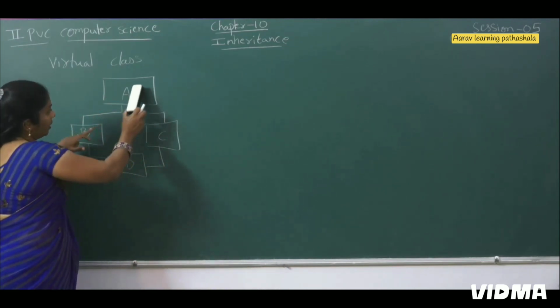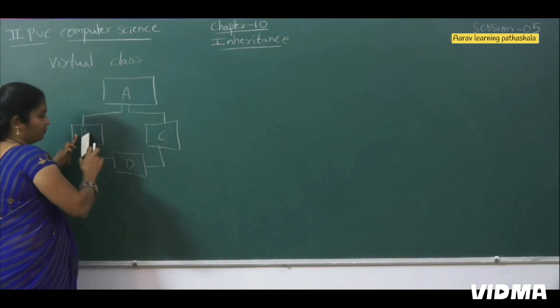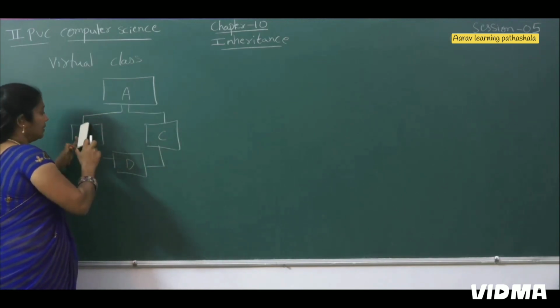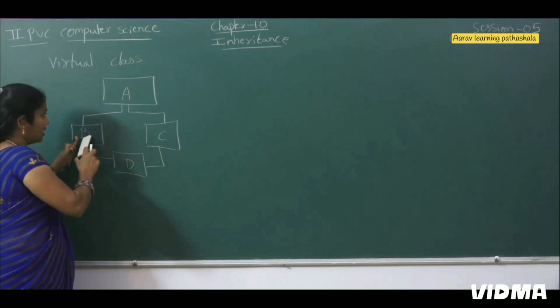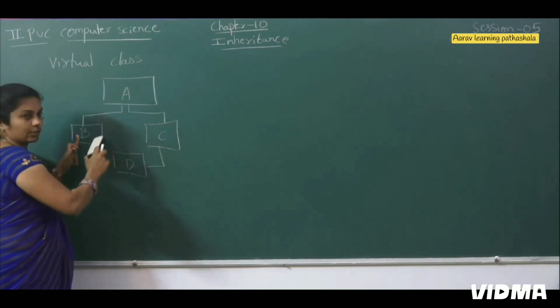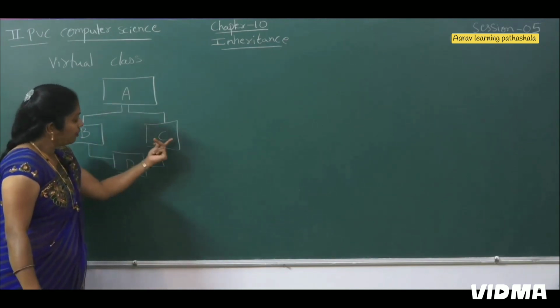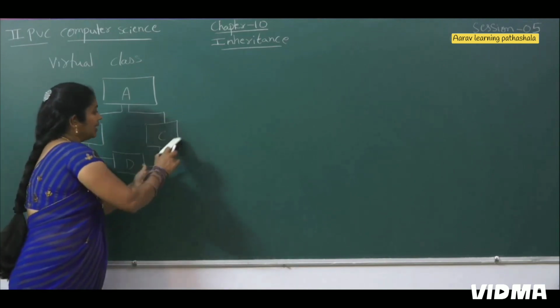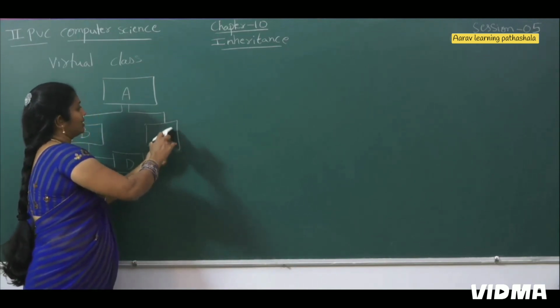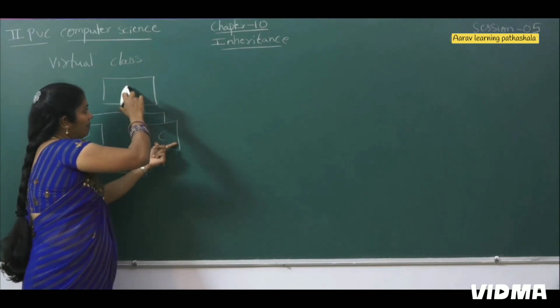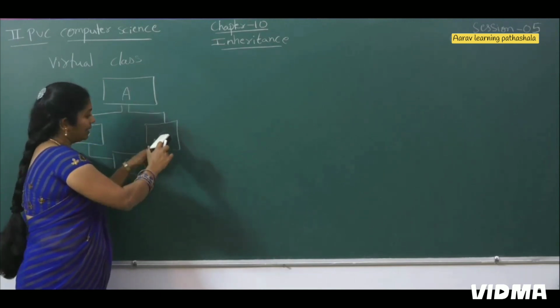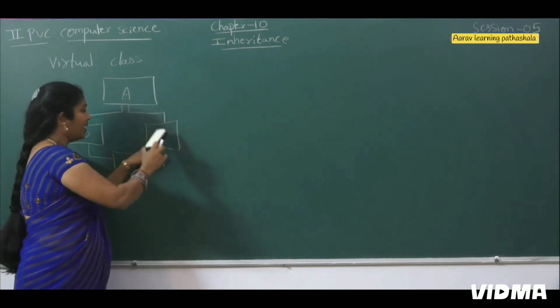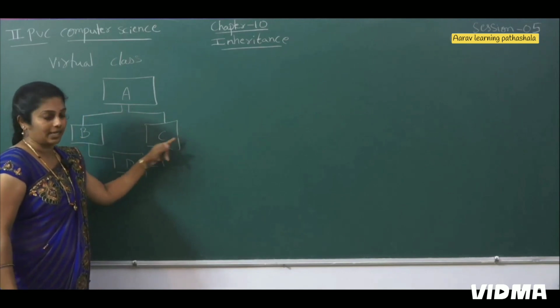See, the properties of A are transferred to B. That means the class B has the properties of A as well as additional properties. If we come to the class C, this is one more derived class. Here this C derived class is derived from the base class A. It means that C has the properties of A as well as additional properties.